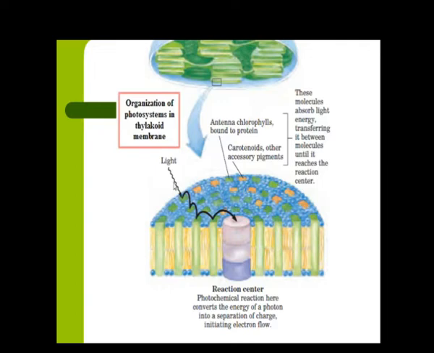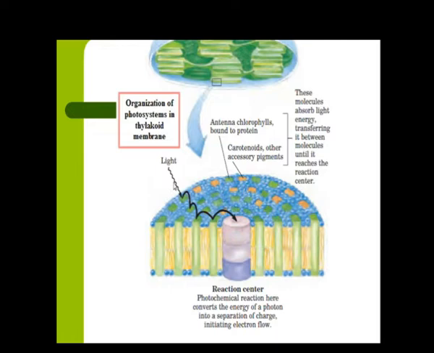Now, why do you need such a wide variety of accessory pigments, chlorophylls, carotenoids? In that you need carotene, xanthophyll. Why such a wide variety? Because chlorophyll A has only 2 lambda max. At only 2 wavelengths, it's going to absorb maximum. Same thing with chlorophyll B.